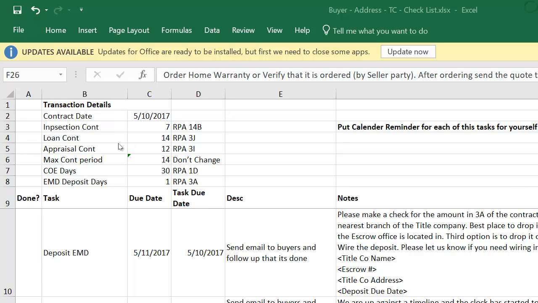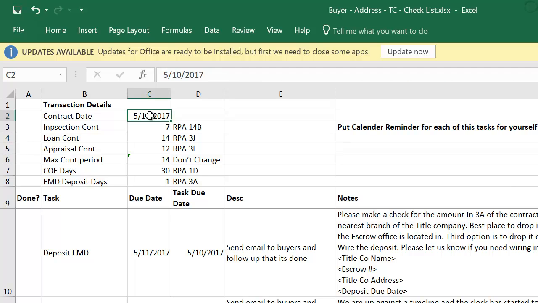From that, we are going to take some of these dates. One is going to be the contract date, and contract date is the day after the seller has signed the offer and it has been sent to us. So maybe if it is signed at 11 p.m. on one day, but we only received it on the next day, that next day becomes really the contract date.